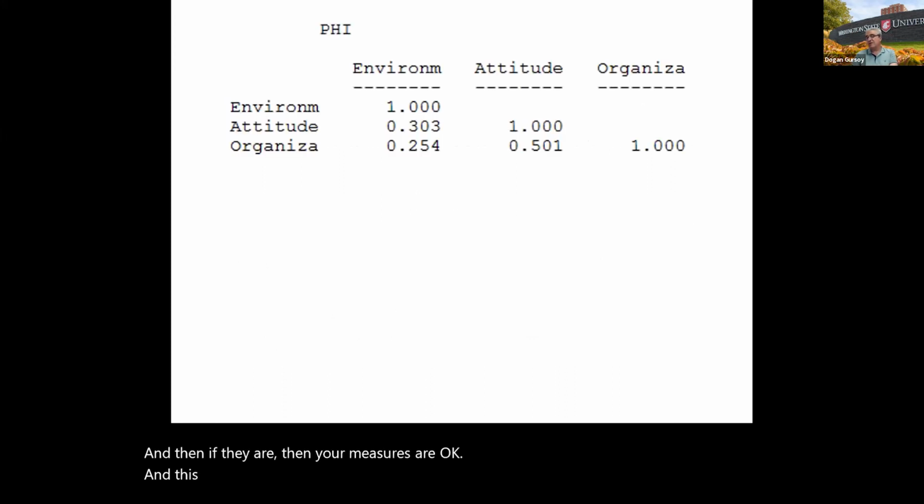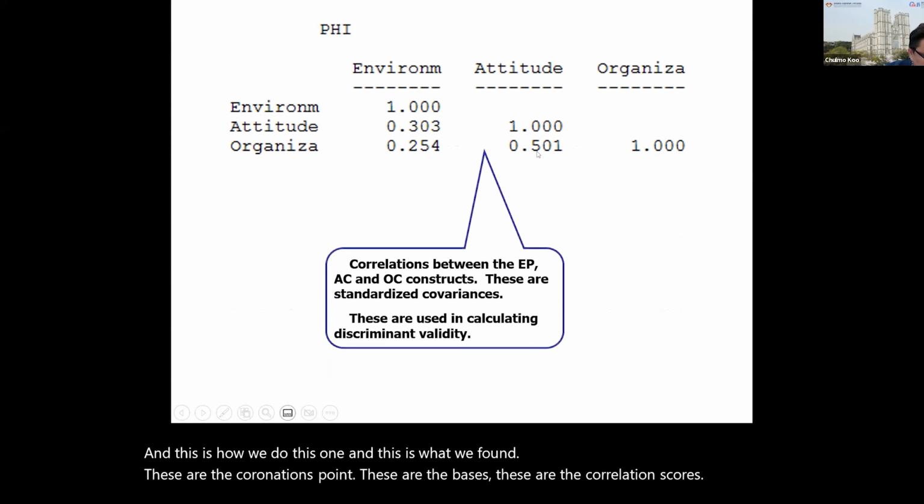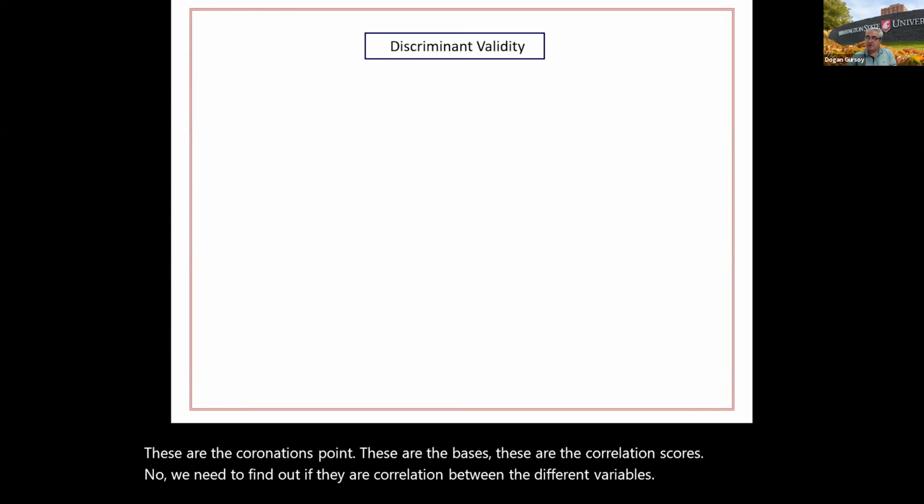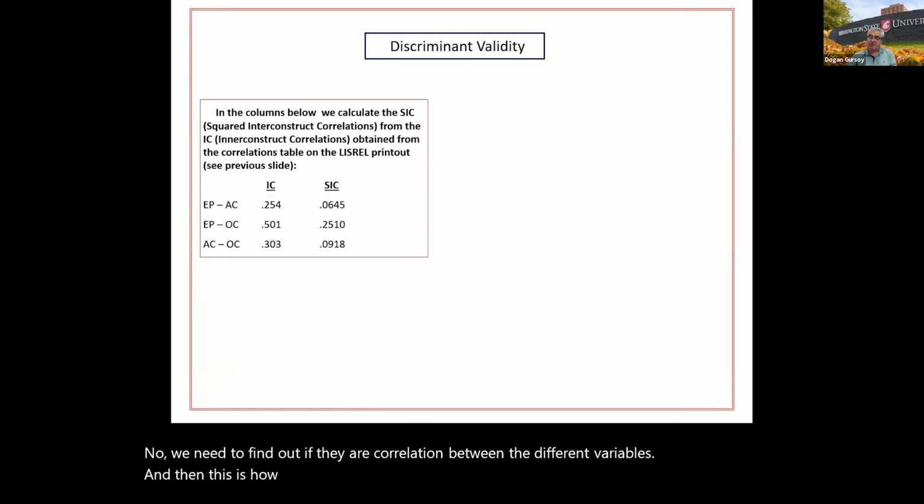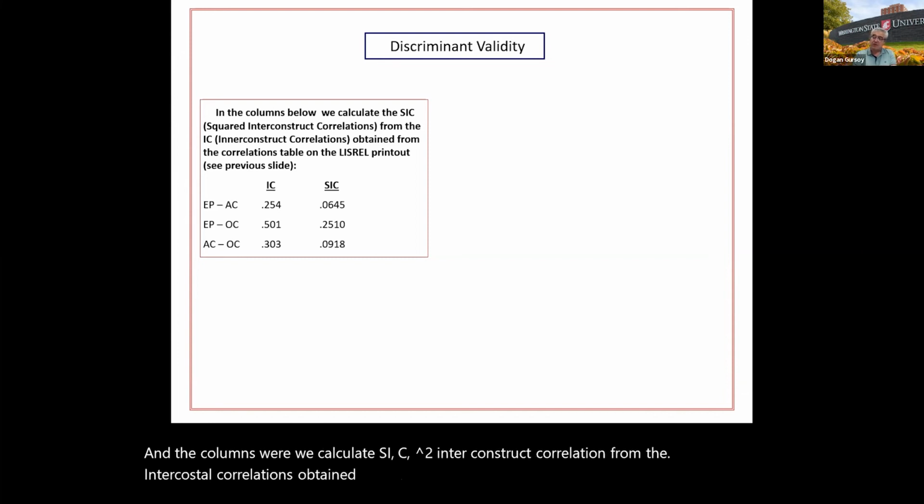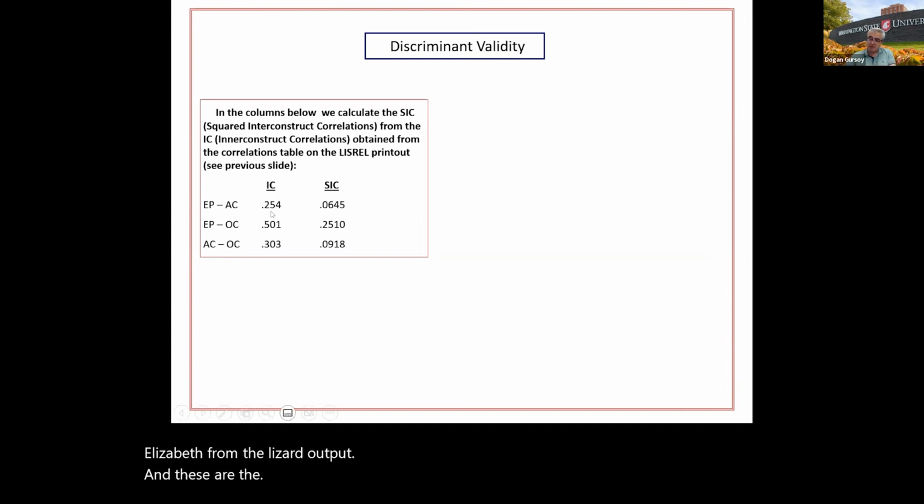And this is how we do this one. This is what we found. These are the correlations. These are the correlation scores. Now we need to find out if they are correlated between different variables. And this is how we calculate discriminant validity. In the columns below, we calculate the SIC, squared interconstruct correlation, from the interconstruct correlations obtained from the correlation table in the output. This is from the list output. And these are the interconstruct correlations.